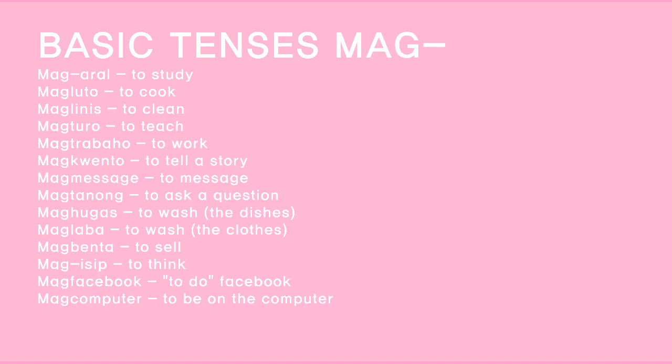Yeah. Okay. Another type of verb are the ones that start with mag. Mag and then a noun. So, mag-aral, magluto, maglinis, magturo, magtrabaho, magkwento, magmessage, magtanong, maghugas, maglaba, magbenta, mag-isip, mag-Facebook, mag-computer.